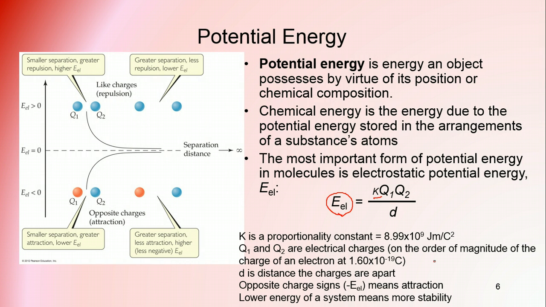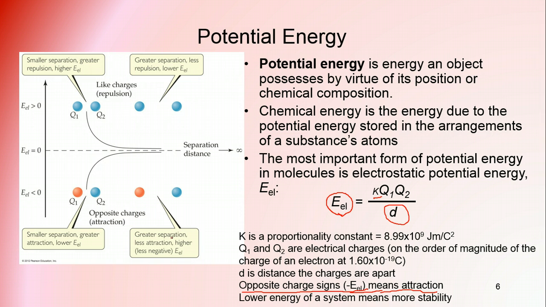If I have a +1 charge, that's the value. If I have a +2 charge, it would be 2 times that, and so forth. D is the distance between the two charges. When the two charges that are interacting have opposite signs, we end up with a negative electrostatic potential energy, and that means attraction.